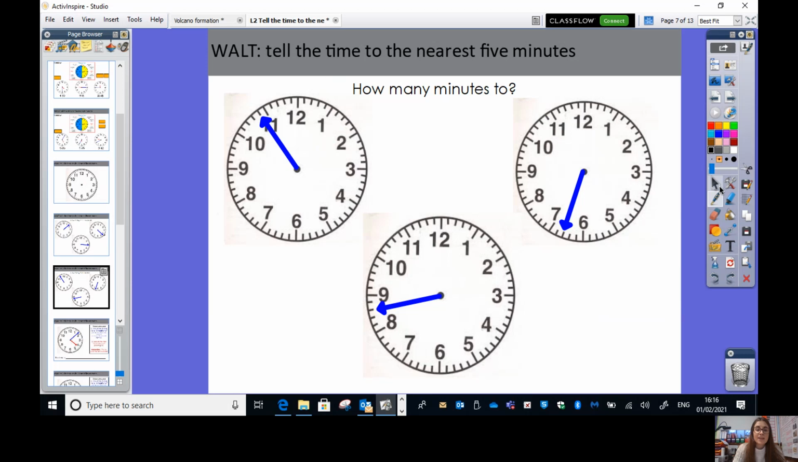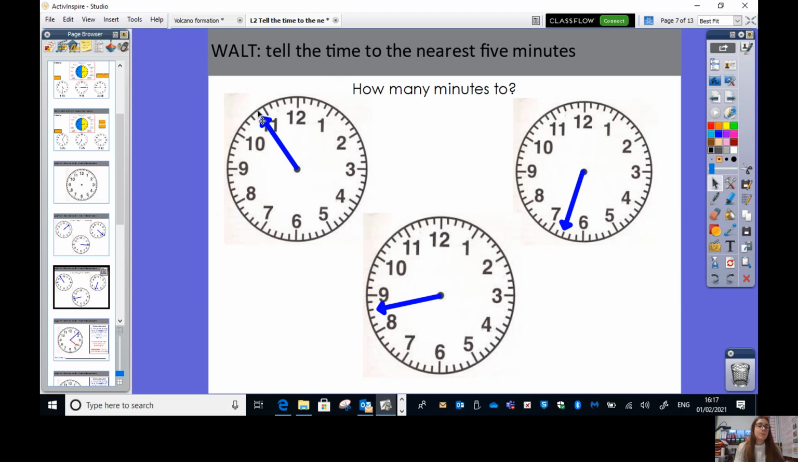Okay, how many minutes to? So I know that these ones are all minutes to because they are between the 6 and the 12 on this side of my clock. So let's take a look at this hand. Now I could again count 5, 10, 15, 20, or I could just jump straight here and know that 5 times 11 is 55. And I'm going 1 less than 55. So 1 less than 55 is 54.